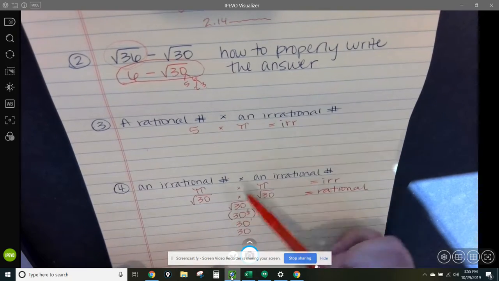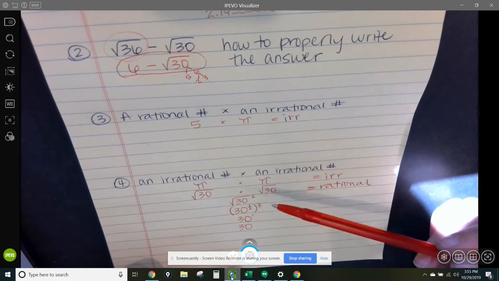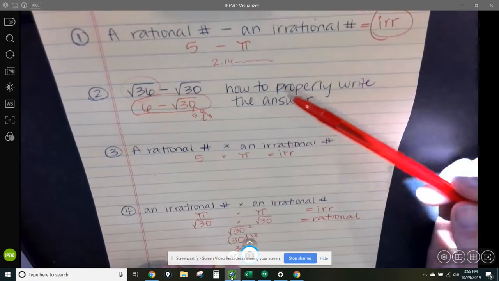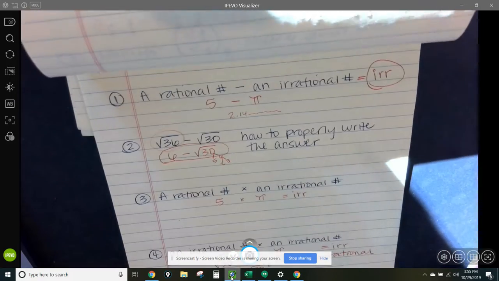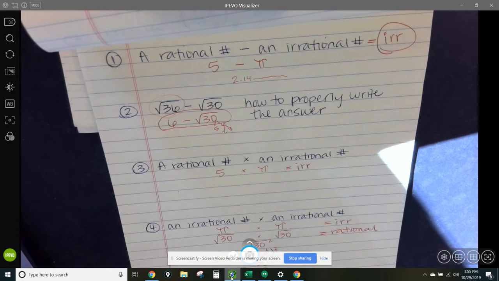So this is what you need to do. Play around for a minute before you go do your checkpoint and see what you can do with these. Is there any way to make them rational, or are they always going to be irrational? So that's all there is to checkpoint 4. Use these as your notes as you take your actual checkpoint.